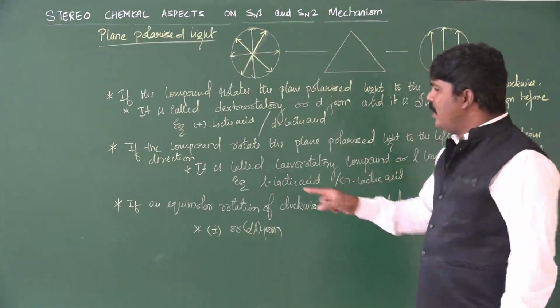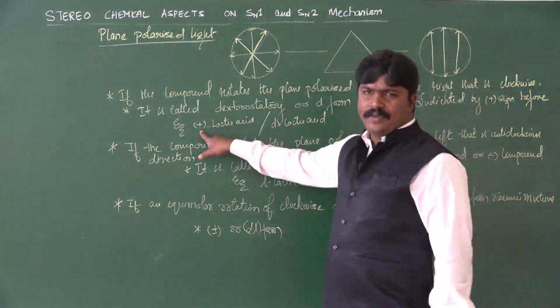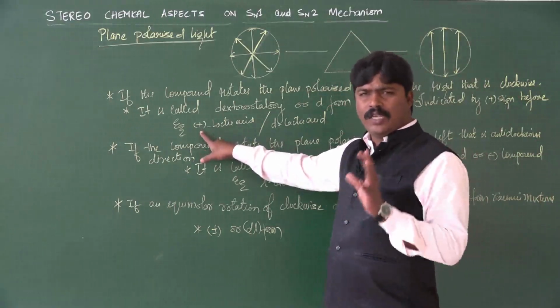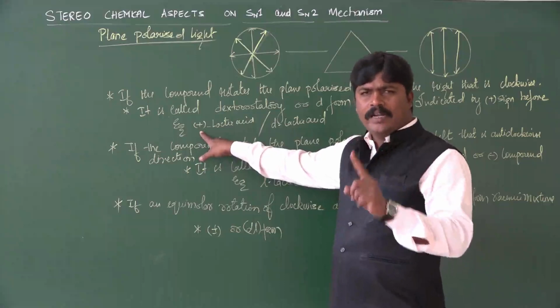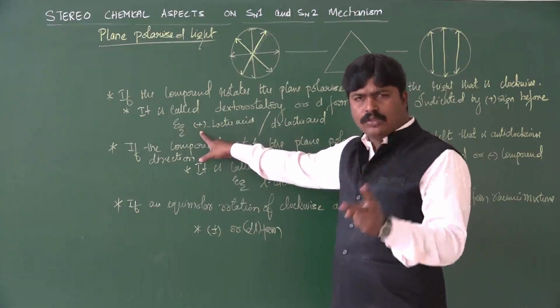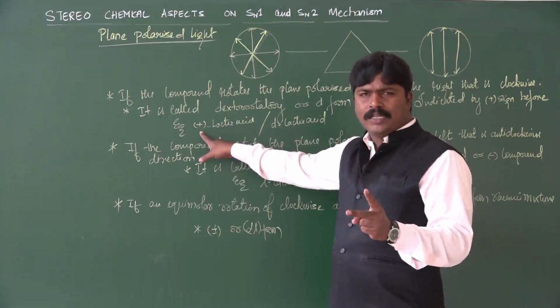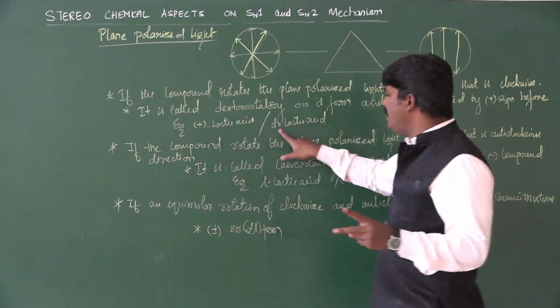So, an example is plus. The moment a plus comes before the name of the organic compound, it indicates, point number 1, it is optically active. Point number 2, it rotates the plane of polarized light to the right, or we can also call it a D-lactic acid.